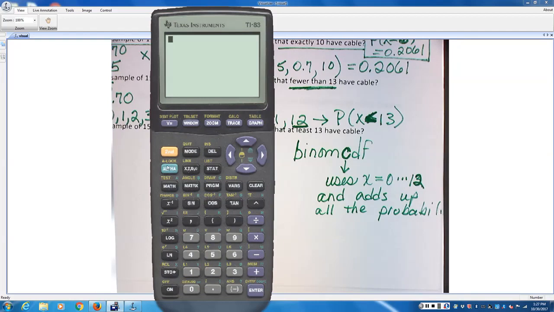And I'm going to do this. Second, distributions, binomial PDF, 15, 0.7, 0, plus again 15, 0.7, 1, plus 15, 0.7, 2.